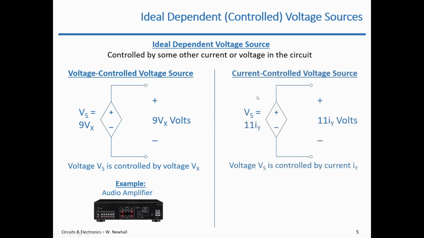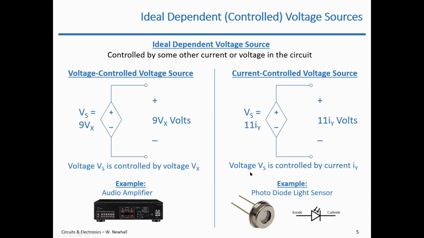A current controlled voltage source is controlled by current, obviously. So both of these are voltage sources. The one on the left is controlled by a voltage. The one on the right is controlled by a current. So this specified voltage is, in this example, 11 times IY, where IY is some current somewhere else in the circuit. So instead of a voltage controlling this, it's a current. The voltage Vs changes based on IY.